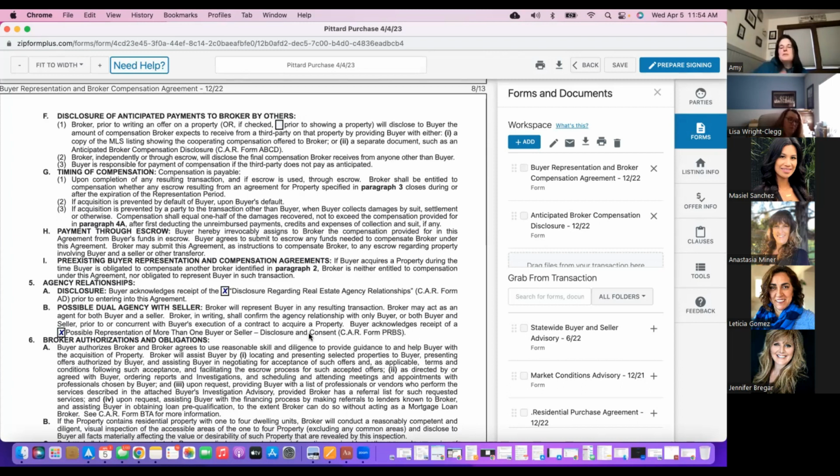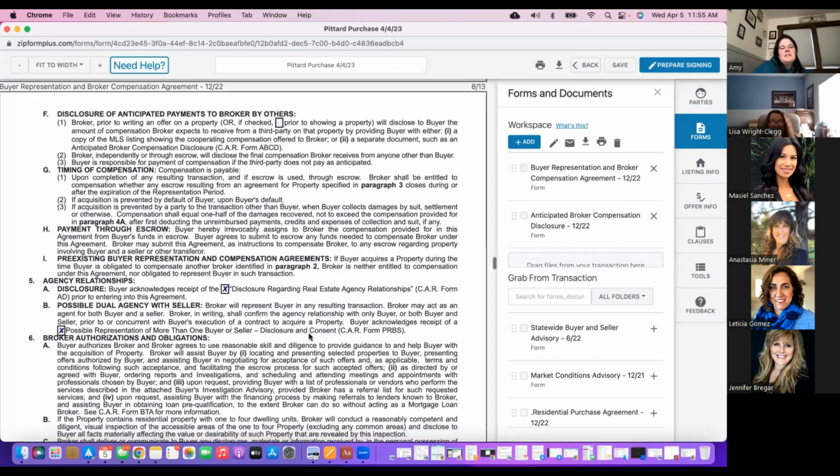So we have to disclose if the brokerage itself, right? If Realty One Group Fox is representing both the buyer and the seller, you need to disclose that to your buyers at the time that you're getting ready to draw up that offer. Okay, it has to be disclosed.